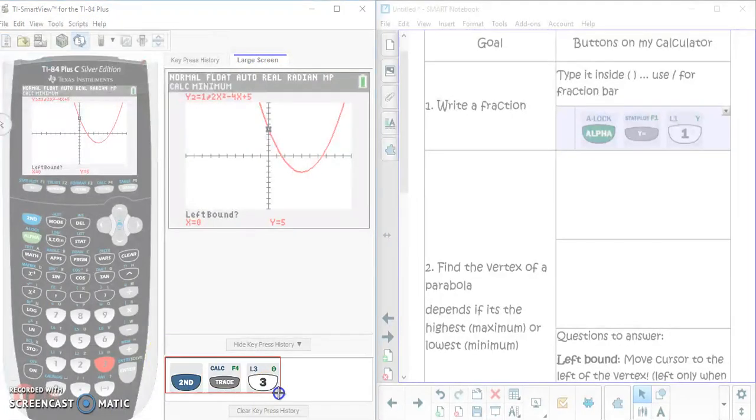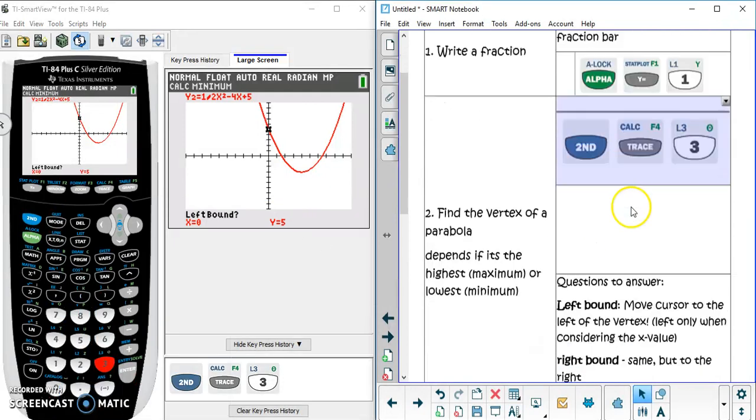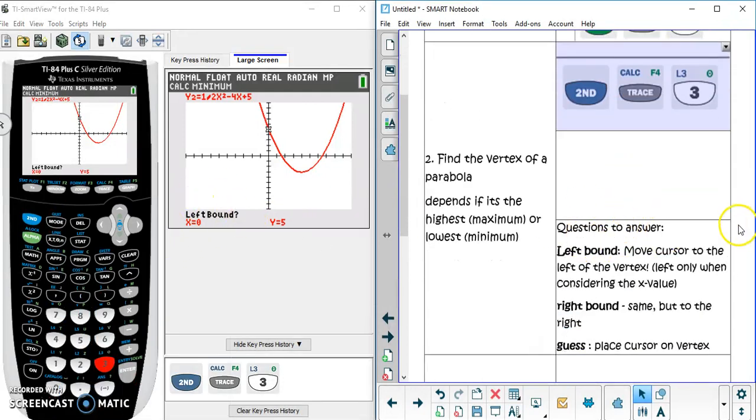So these are the button presses to always get you to that. You can write that in your notes however you so choose. Now it's going to ask us a bunch of questions, and I already have those in your notes for you, but the questions it's going to ask you are the left bound, the right bound, and then a guess. So in other words, the calculator doesn't want to check every single x value to find the x value of the vertex. It'd rather just have you narrow down its search.